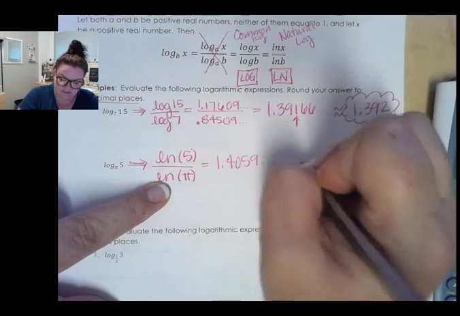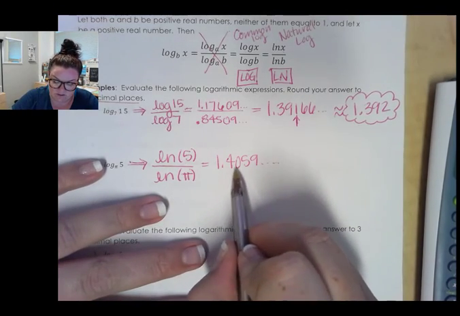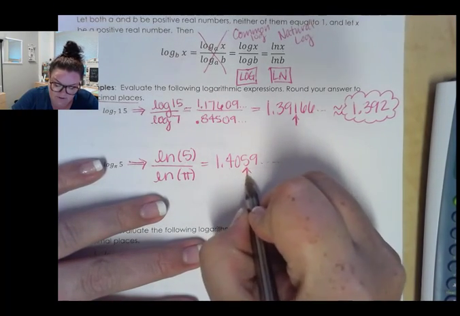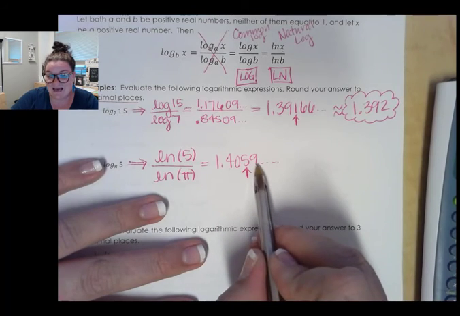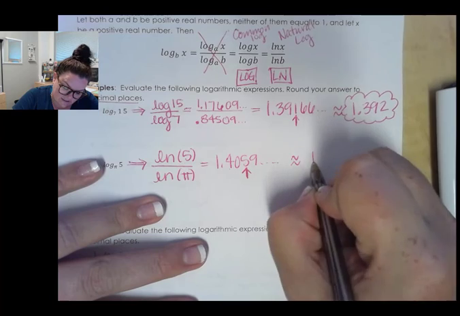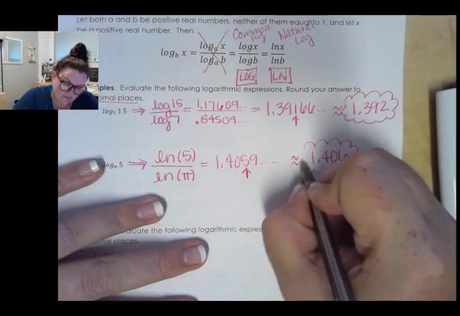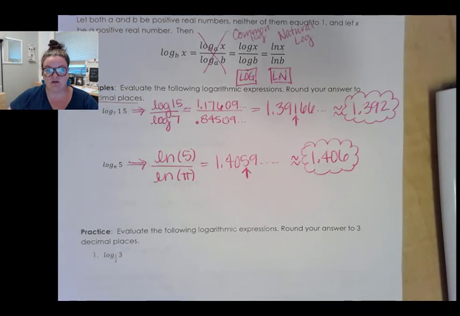1.4059 and some more stuff, and then we're going to approximate it to the 3rd decimal place, 1, 2, 3, which is at my 5. Notice there's a 9 behind it, so that's going to bump this up to a 6. So we're going to say this is approximately 1.406. Okay? Not too bad.